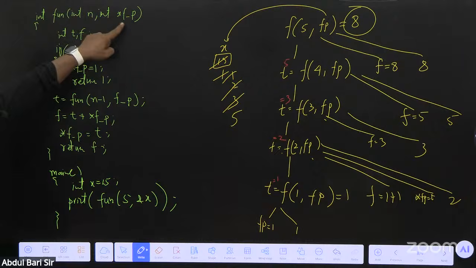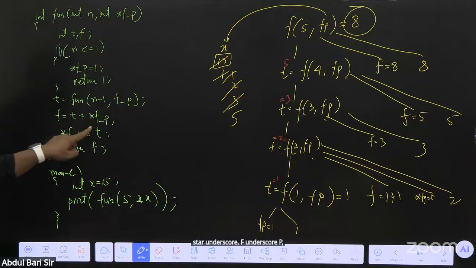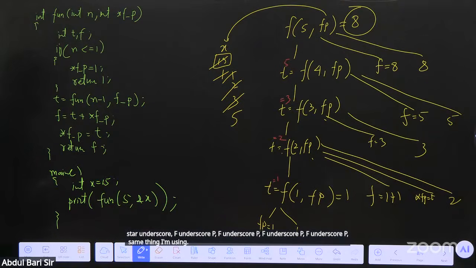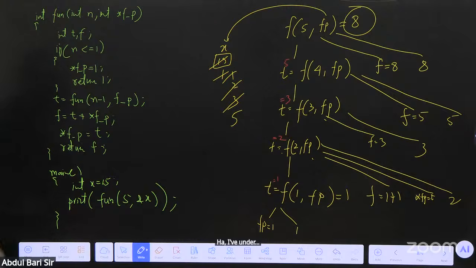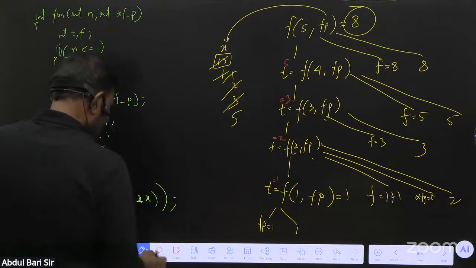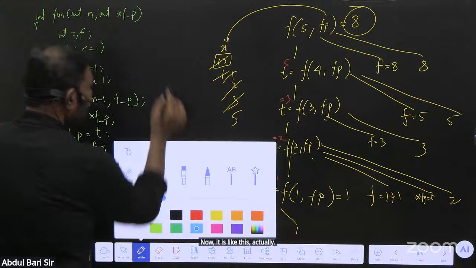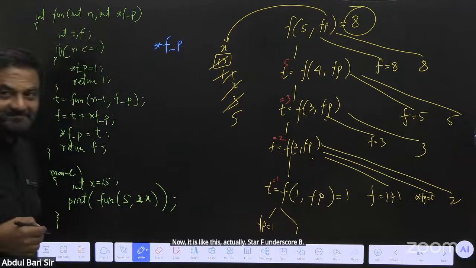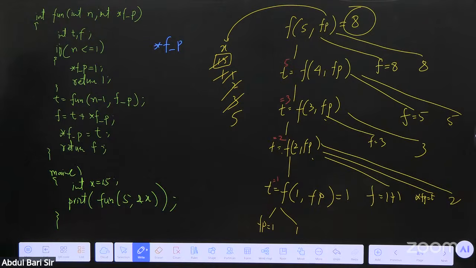Star underscore f underscore p f underscore p f underscore p f underscore p. Same thing I'm using. F underscore. No, it is like this actually. Star f underscore p. That's what this is. Readability.